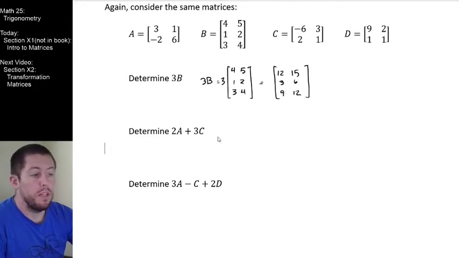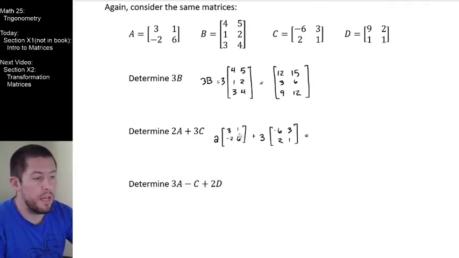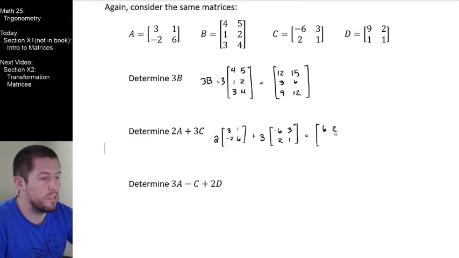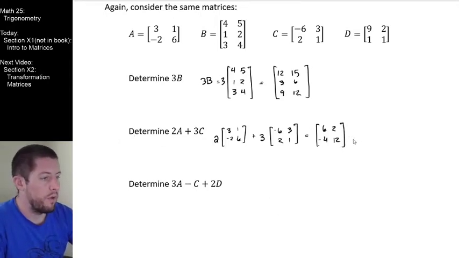So if I want to find the quantity for 2A plus 3C, that should be 2 times the A matrix, 3, 1, negative 2, 6, plus 3 times the C matrix now, negative 6, 3, 2, 1. This should be 2 times this first one is going to give us 6, 2, negative 4, 12. Here we go. And we're adding to that 3 times the second matrix. So this should be what? Negative 18, 9, 6, 3.